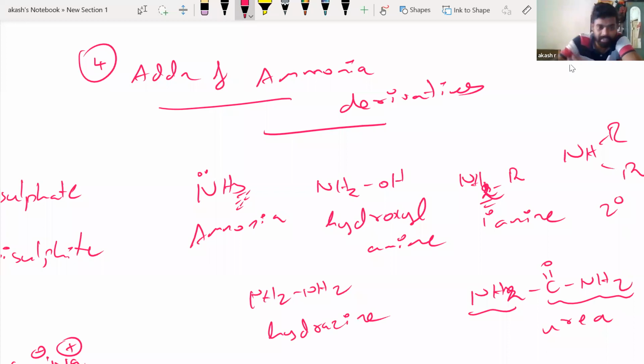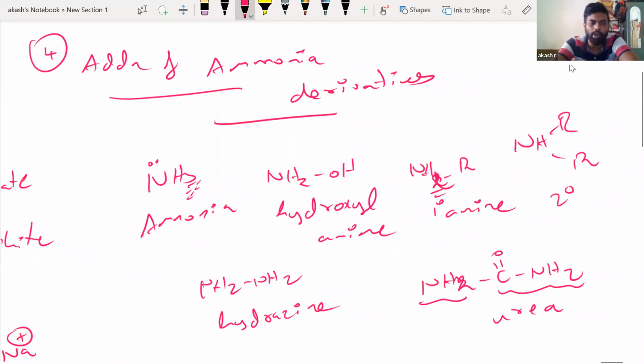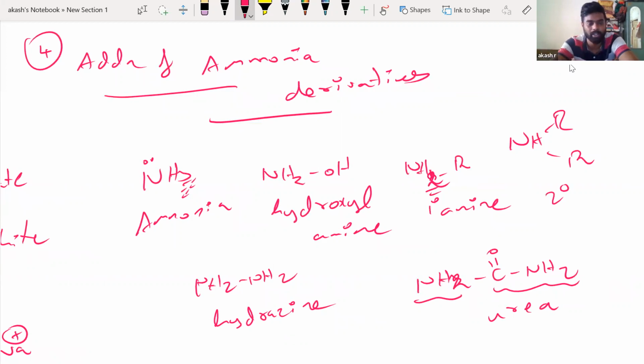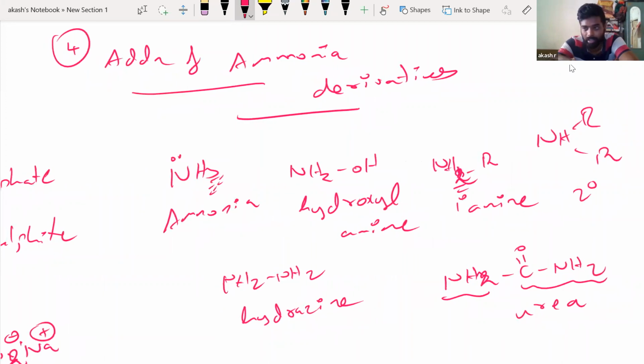So what you understand is we are going to have these particular addition reactions happening, the addition of these kinds of derivatives. So many things we will have, and I will tell you one by one and we will try to understand everything. Let us first understand how exactly ammonia reacts with your C double bond O's, then all the other things are going to be very, very similar.